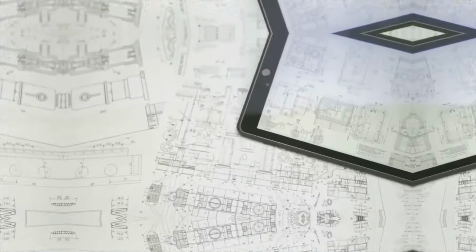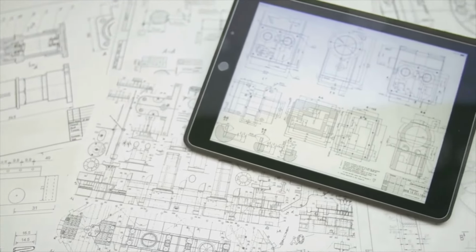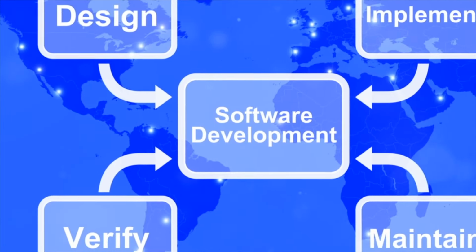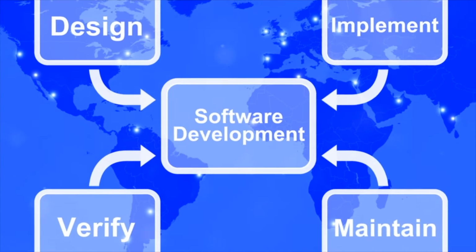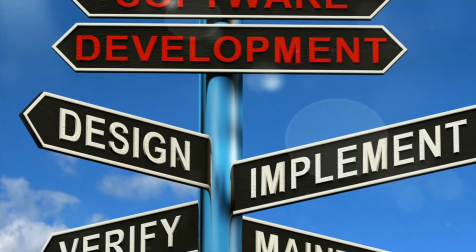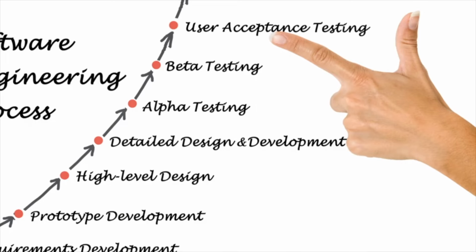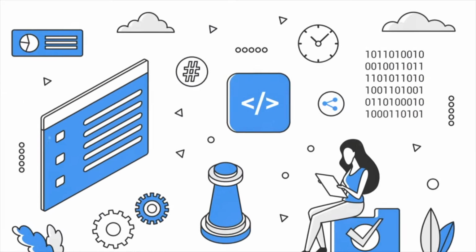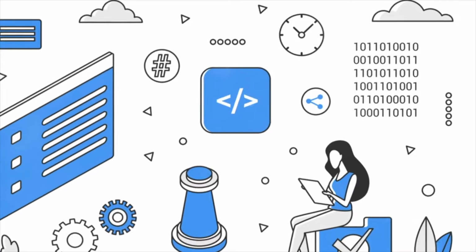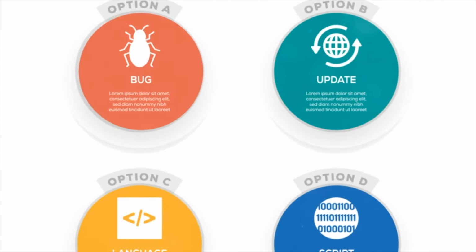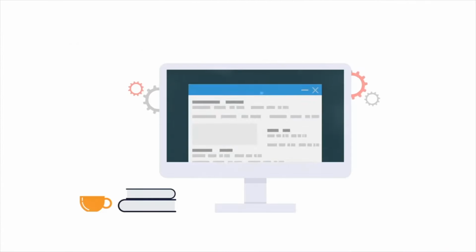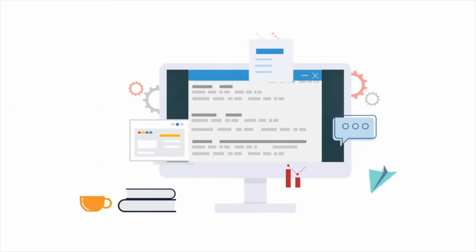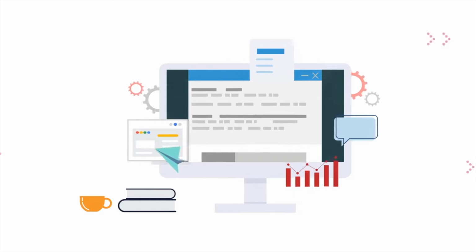Creating software is like building a house. You don't just start laying bricks without a plan, right? That's where the Software Development Lifecycle, or SDLC, comes in. It's a roadmap that outlines the different stages involved in building software, from the initial idea to the final product. Think of the SDLC as a recipe for success in software development. Just like a recipe guides you through the steps of baking a cake, the SDLC provides a structured approach to building software, ensuring that each step is carefully considered and executed.